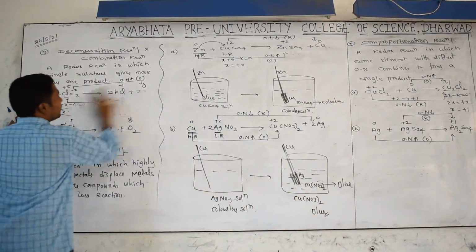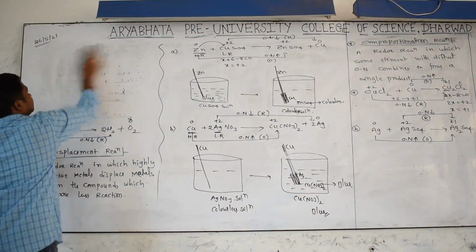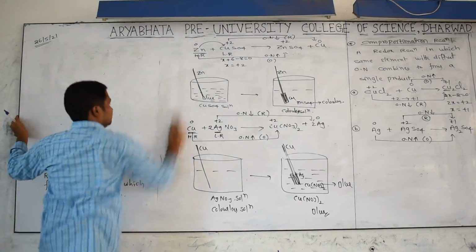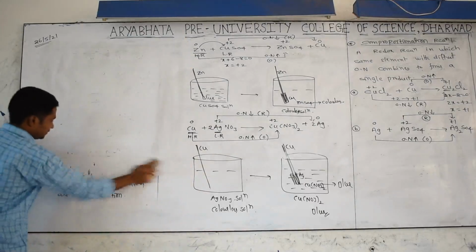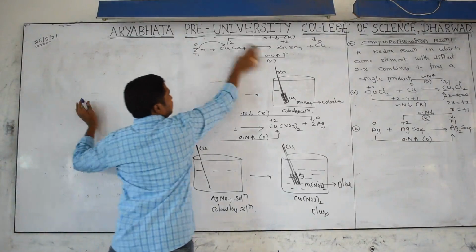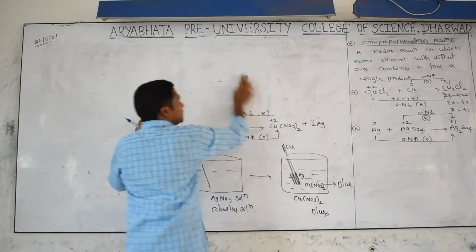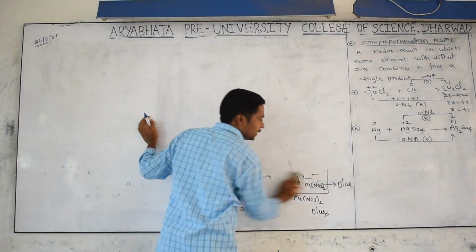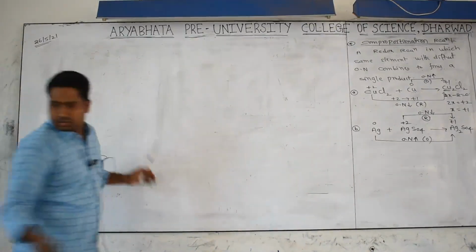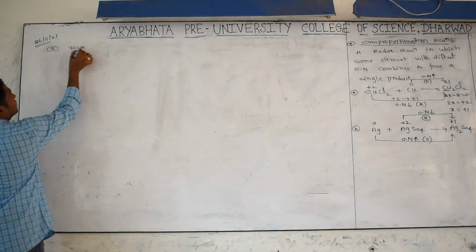I will tell you some examples for another type, the last category. See carefully, this is nothing but the disproportionation reaction. Combination of two chemicals with the same element in different oxidation numbers giving a single product is called comproportionation, and the opposite is disproportionation. So here I will tell you the last category, the disproportionation reaction.